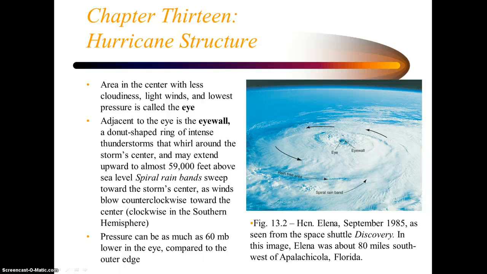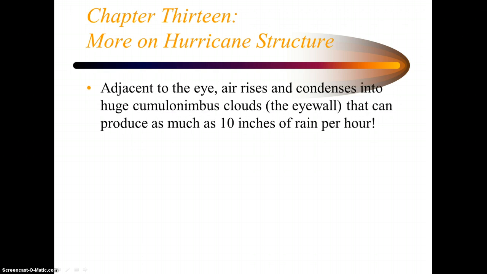Spiral rain bands sweep toward the storm center as winds blow counterclockwise toward the center of the storm. Now that's in the northern hemisphere. In the southern hemisphere, the winds blow clockwise toward the storm center because things are the opposite in the southern hemisphere. The difference in atmospheric pressure can be as much as 60 millibars from the outer edge of the spiral bands to the eye. 60 millibar difference in pressure, a tremendous pressure gradient force, which is really something. This is a picture from the Space Shuttle Discovery of Hurricane Elena, which is quite dramatic.